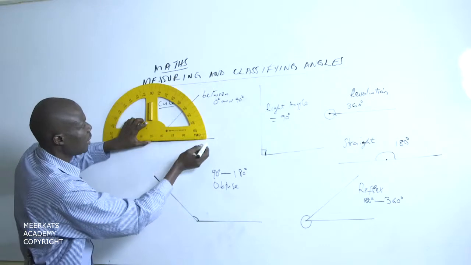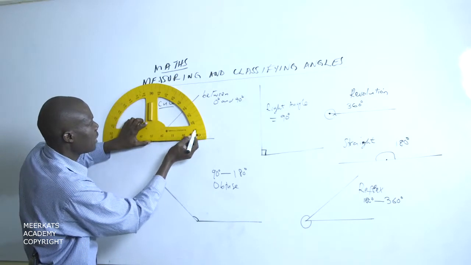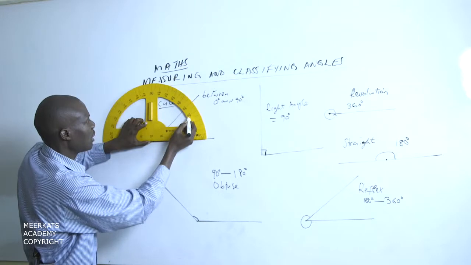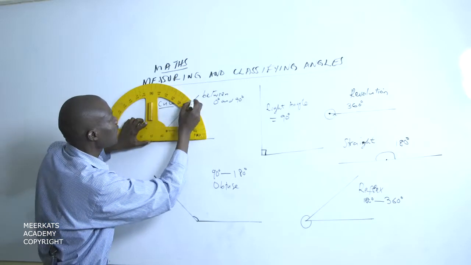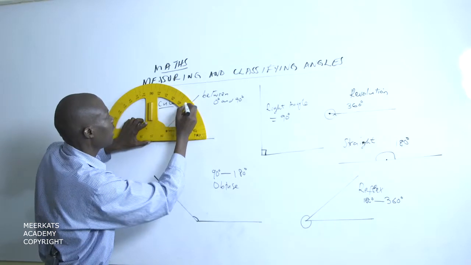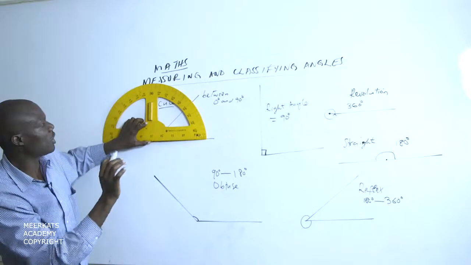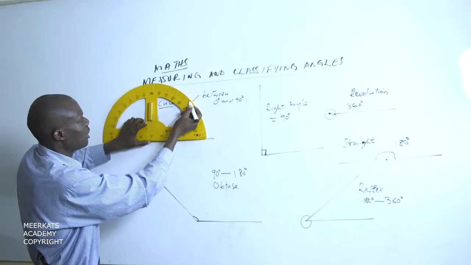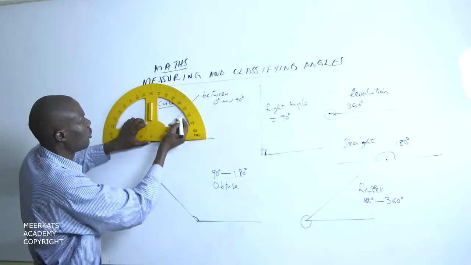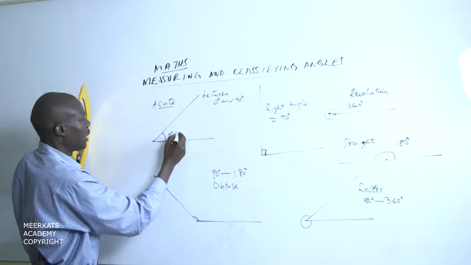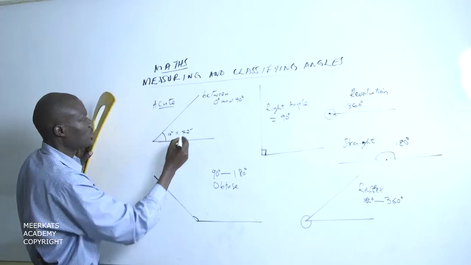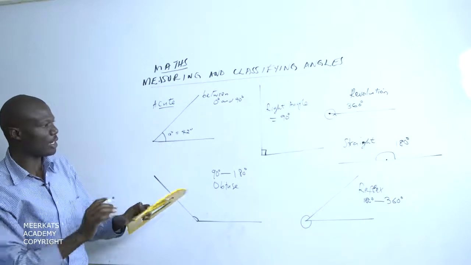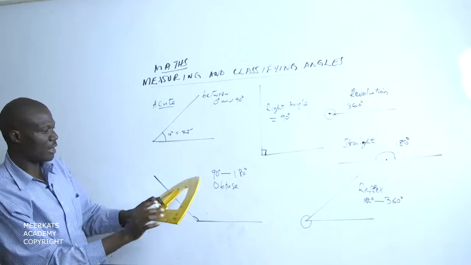So you'll realize that when you measure, you'll find that this is 10, 20, 30, 40. It's approximately somewhere here. Our protractor is not labeled with the smaller units. It's with the interval of 5, 5, 5. But we can estimate it to about 42 degrees. So you can say A is 42 degrees. That is when we are using the inner scale.